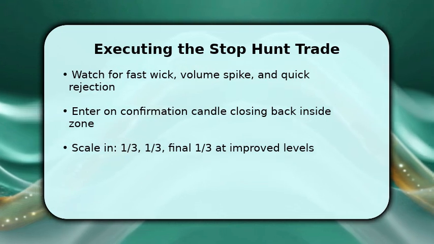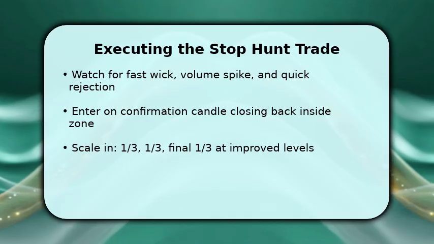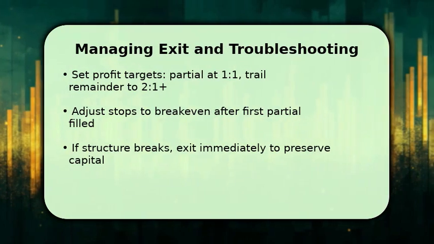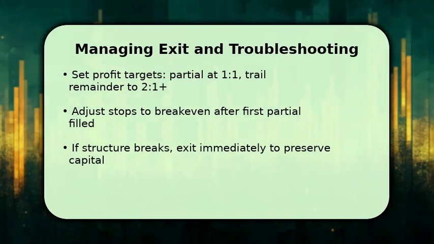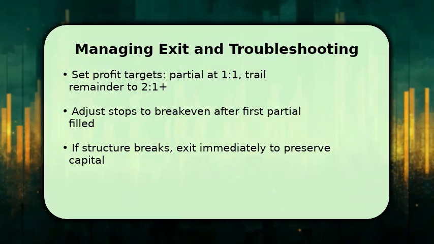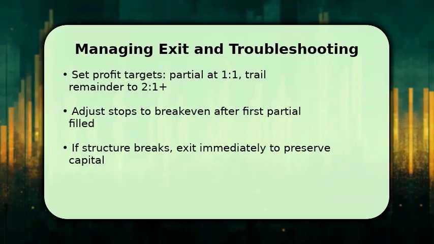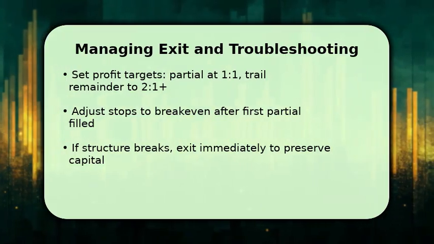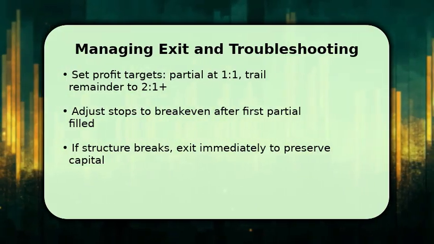Finish by defining clear exits. Take a partial at roughly 1-to-1 risk-reward and trail the remainder toward 2-to-1 or more. This preserves gains while allowing winners to run. Once the first partial fills, move stops to break-even to remove directional risk and tighten the trail as momentum confirms.